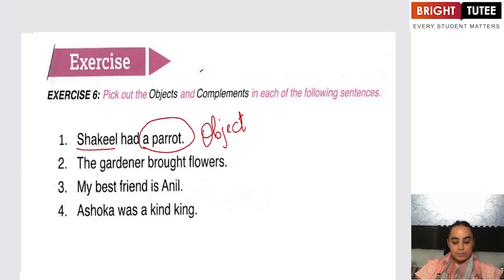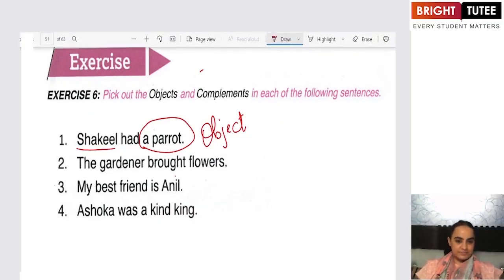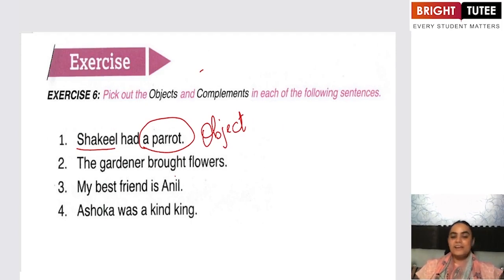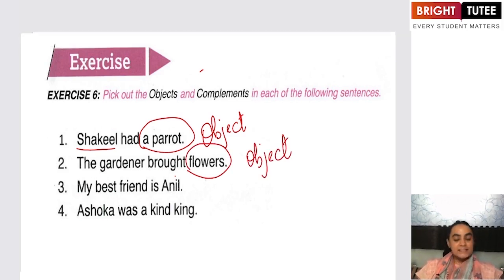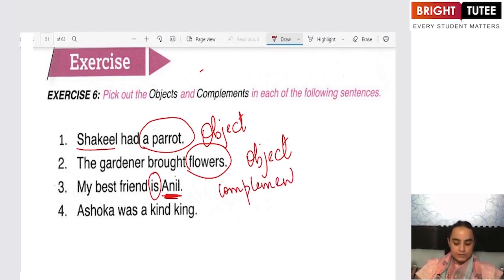The gardener brought flowers. Again, if I say, what did the gardener bring? Flowers. So this is again an object. My best friend is Anil. Immediately after the verb is, a noun is used. And when I use a noun after is, am, are, was, were, that is a complement of the subject.